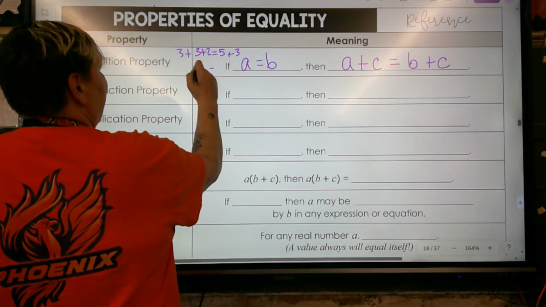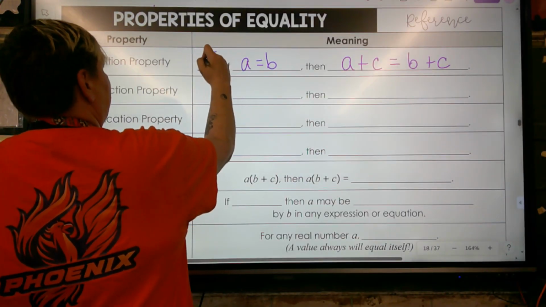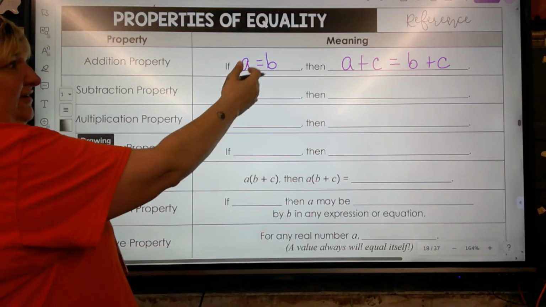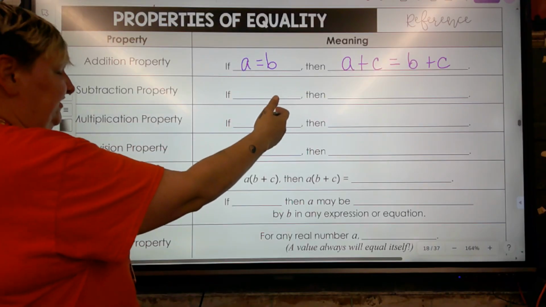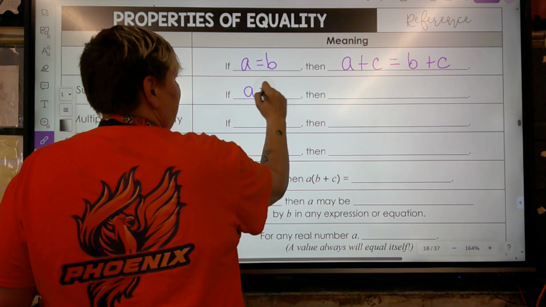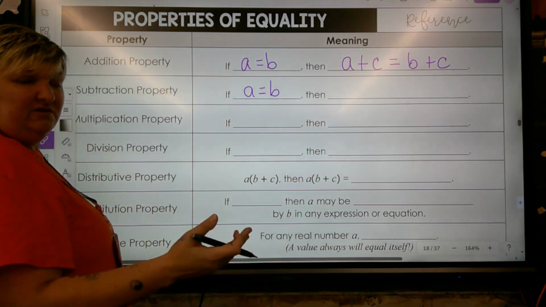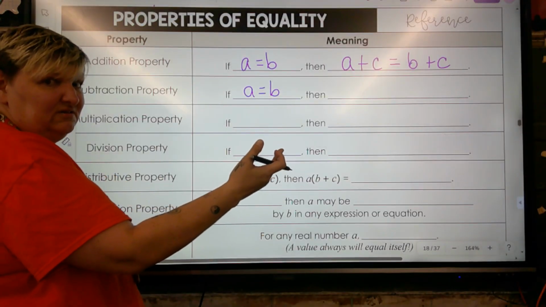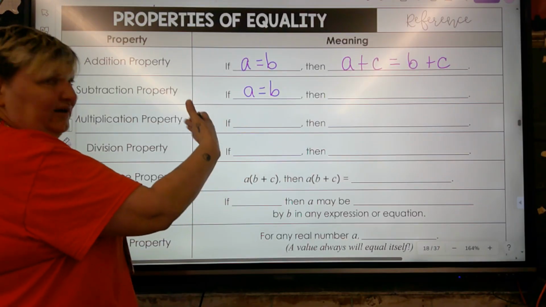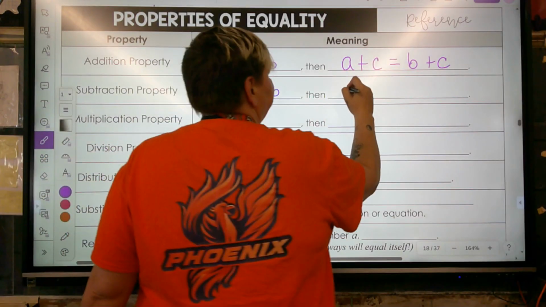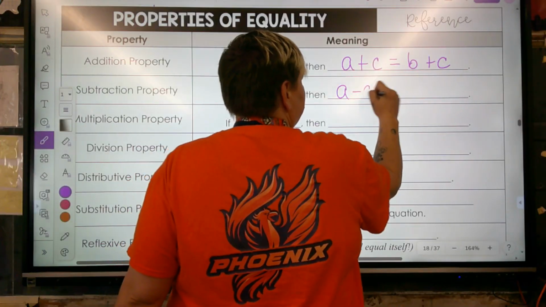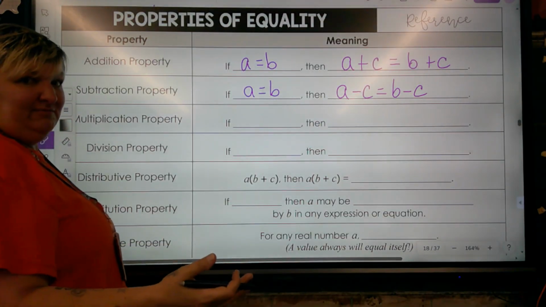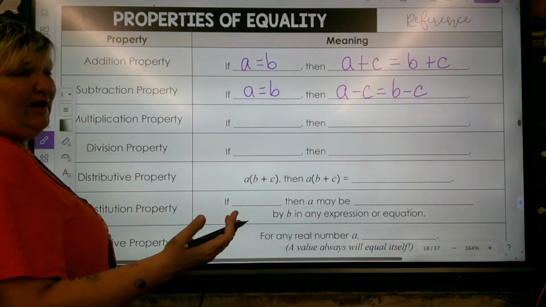Alright, and then the next one is subtraction property, which is basically the same thing but with subtraction instead of addition, right? So if A equals B, if you start with an equation, meaning equal on both sides, that's what equation means, equal on both sides, then A minus C is equal to B minus C. You can subtract the same thing from both sides and still keep it balanced.